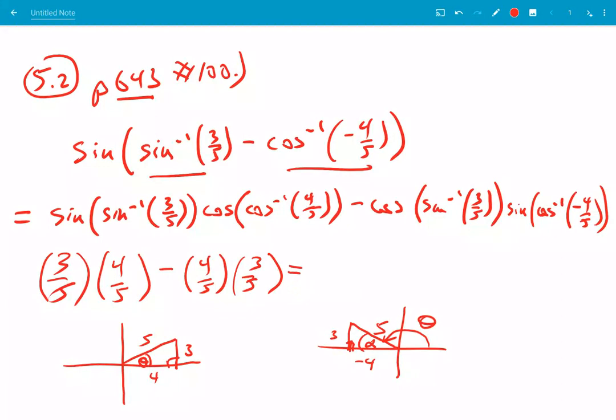Okay, so you end up with 12. Oh, did I copy this wrong? This is a -4/5, so this is a -4/5. So -12/25 minus another 12/25 is -24/25, which is, what is that, -0.96? Anyway, that's the answer.